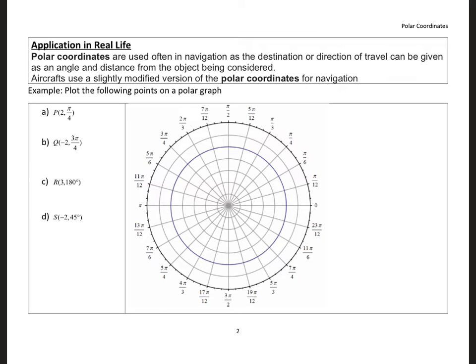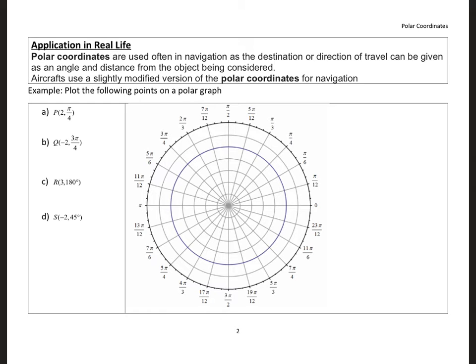Okay, so how do we graph these points? We have a set of coordinates here, and we need to figure out how to graph them. Let's take a closer look at the point. Remember, this is the distance, the radius, and this is the angle. Here we have (2, pi over 4). How are we going to show that?